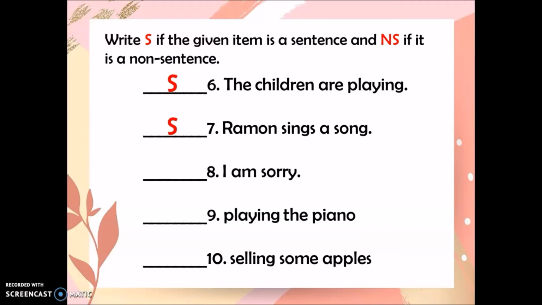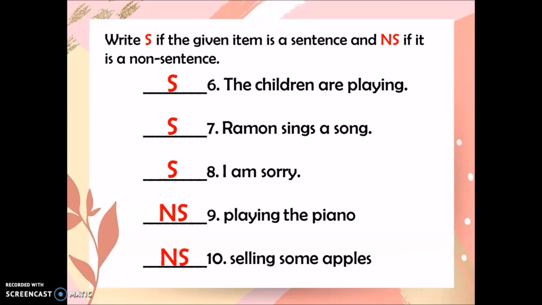Number 8, I am sorry. Very good. That is also a sentence. I is the subject. I'm sorry is the predicate because I is a pronoun. Next, number 9, playing the piano. Correct. That is a phrase or non-sentence. And number 10, selling some apples. Correct. That is also a non-sentence.